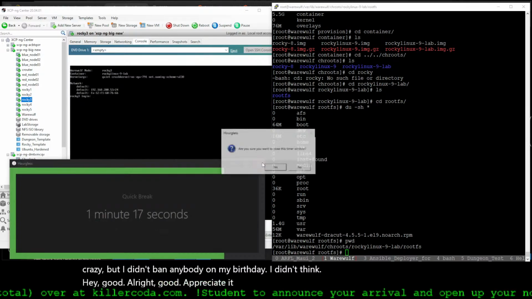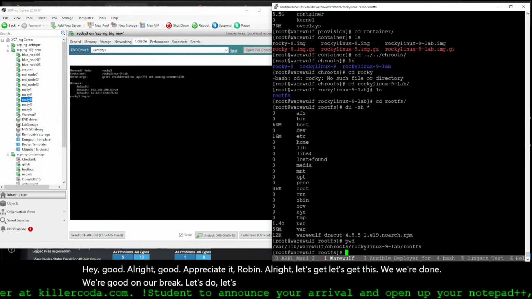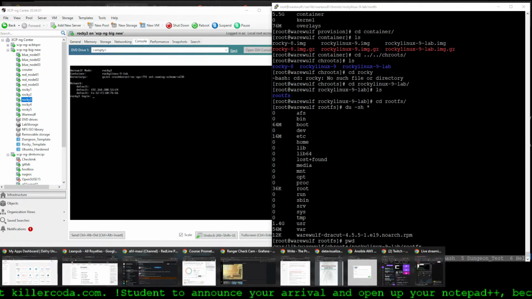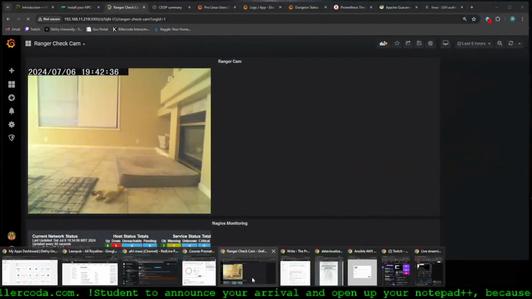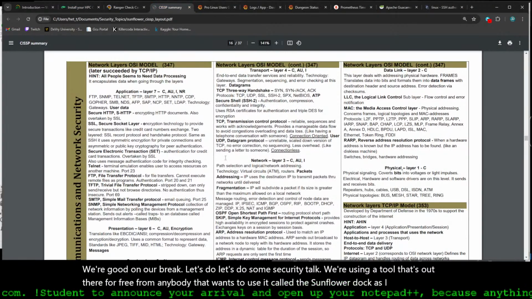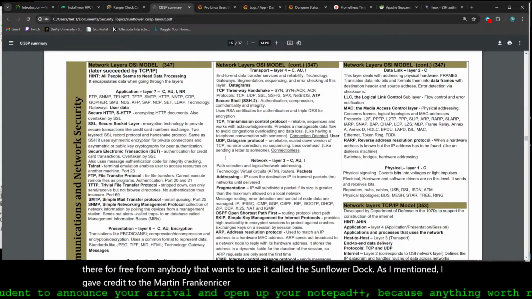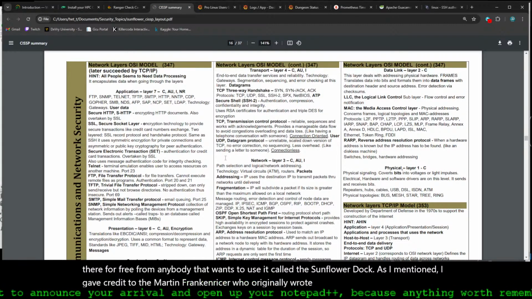Alright, let's get this going. We're good on our break. Let's do some security talk. We're using a tool that's out there for free from anybody that wants to use it called the Sunflower Doc. As I mentioned, I gave credit to Martin Frankenreicher, who originally wrote it. And we're just talking through some of the pieces.